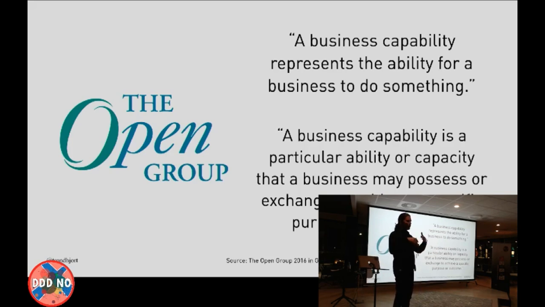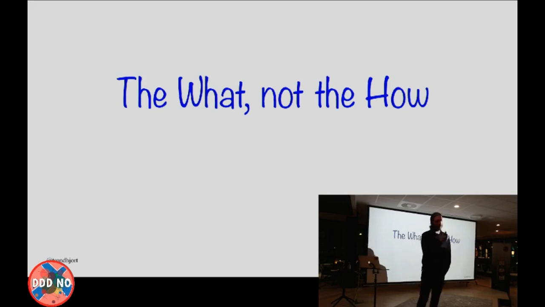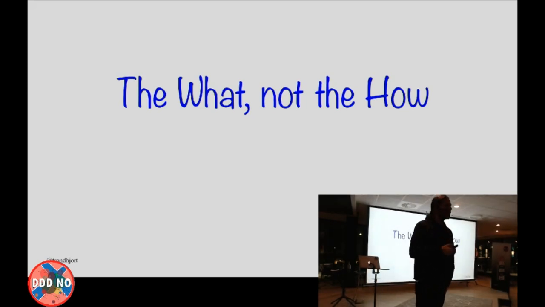A business wants to reach a goal. They want to reach either an audience or a customer segment or whatever it is. They need to have capabilities to do that. So it's not how they do it, it's what they need to do. That's the essence of it. So the business capability is all about the what and not the how. That's what makes them really interesting, to me at least.